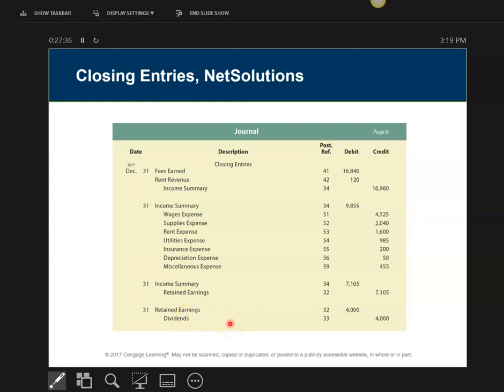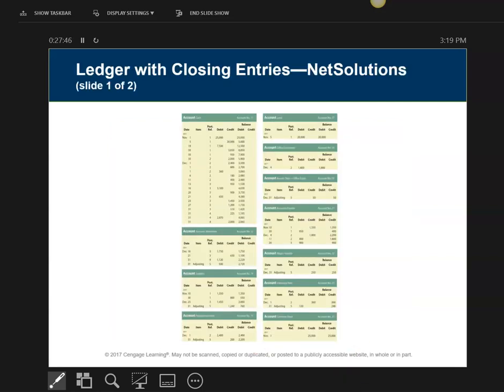Now, as I taught you before, every single time that you do journal entries, you have to do posting to ledgers. So I'm going to take these journal entries and post them to the ledgers. And so here they are. Now, the reason you don't see any yellow highlighted ones on this is because these are all permanent accounts, excuse me. Here we go.